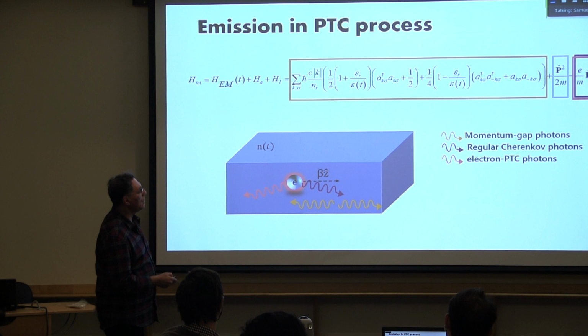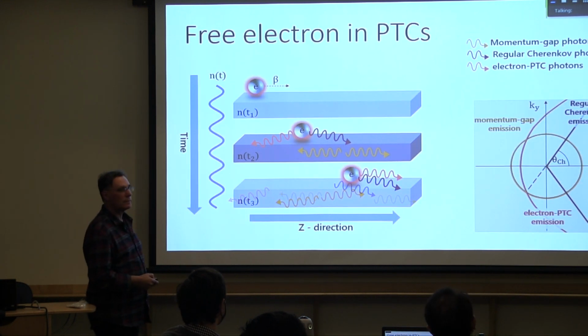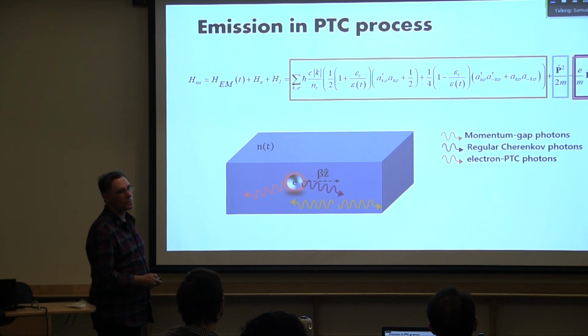And then at the end, you also have the interaction of the free electron with the PTC. And each one gives you something different. And you neglected the A square? Yeah, I neglected A square.